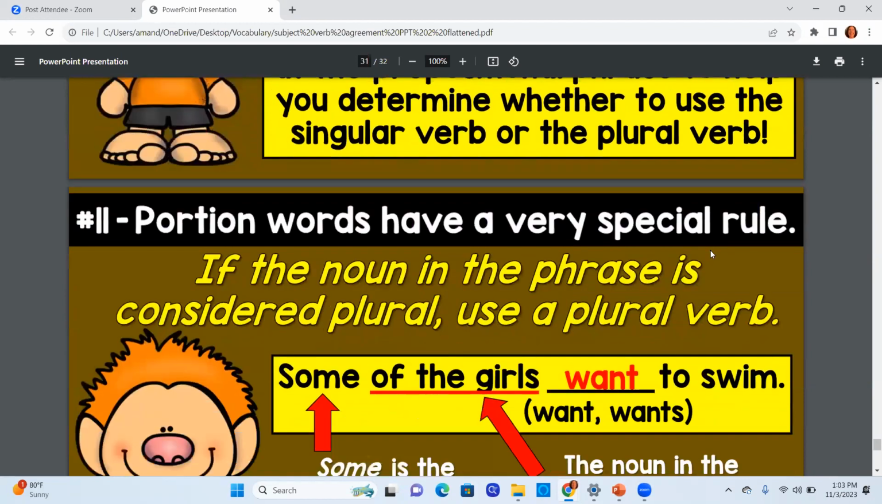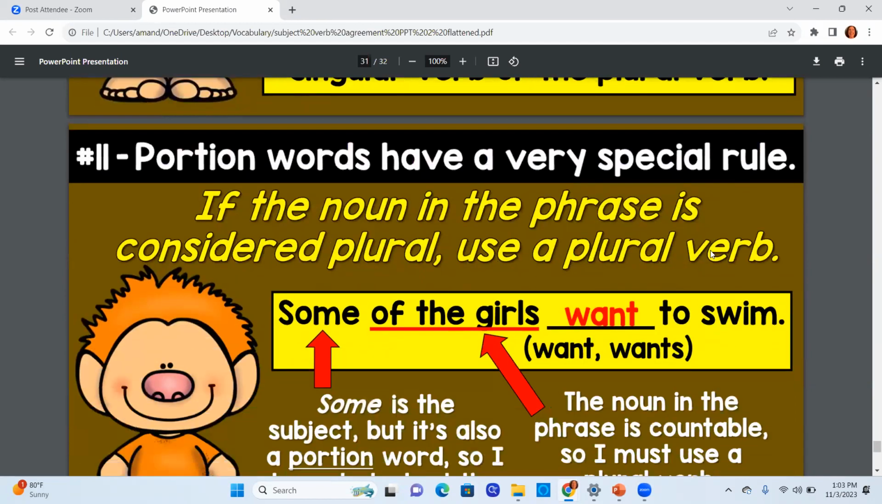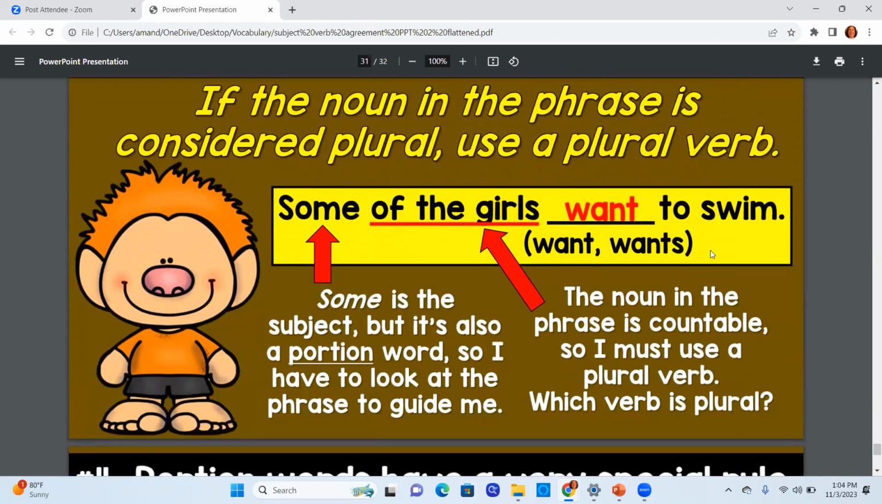Portion words have a very special rule. If the noun in the phrase is considered plural, use a plural verb. Some of the girls want to swim. Some is the subject, but it's also a portion word. So I have to look at the phrase to guide me. The noun in the phrase is countable, meaning we can count girls. 1, 2, 3, 4, 5. So I must use a plural verb. So we want to use want.